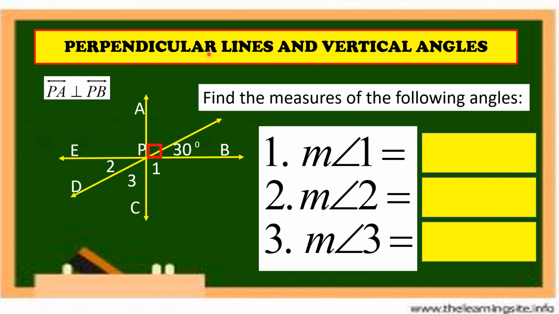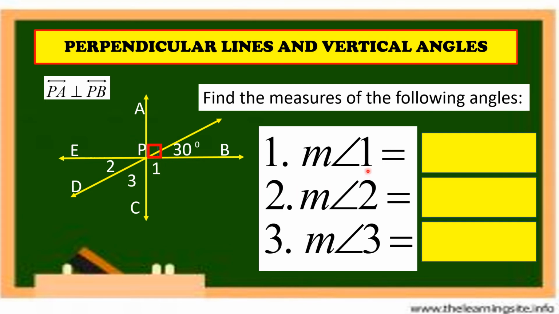So we have perpendicular lines or vertical angles. We need to find the measures of the following angles. It is stated here that line PA is perpendicular to line PB. So this is line PA. This one is line PB. The two lines are perpendicular. Therefore, we have four right angles. This is one right angle, another right angle, another right angle. So we have four right angles.